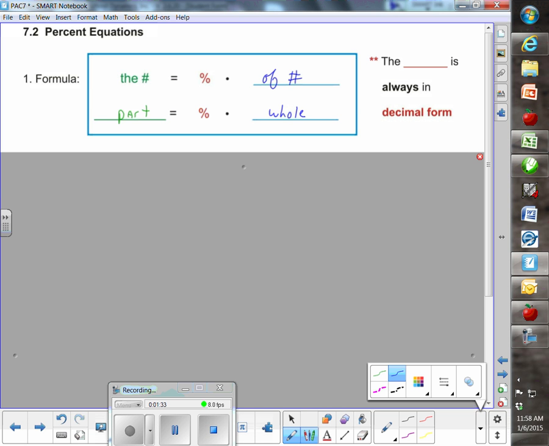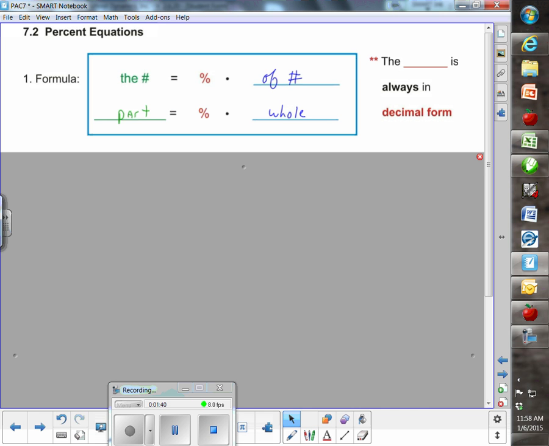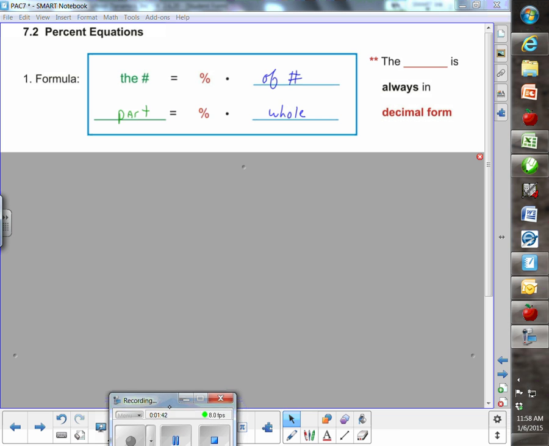Now that's an equation. A formula is an equation. And that equation is going to allow us to solve percent problems. So that's what's involved here. All right, so look to the right here.